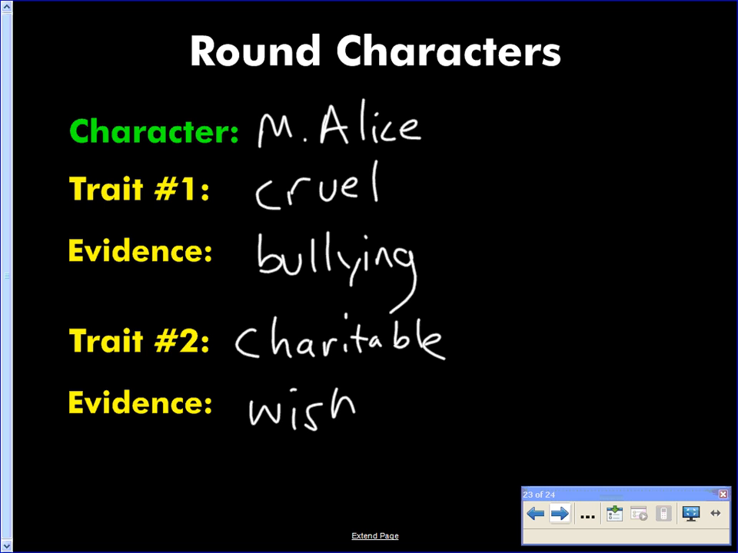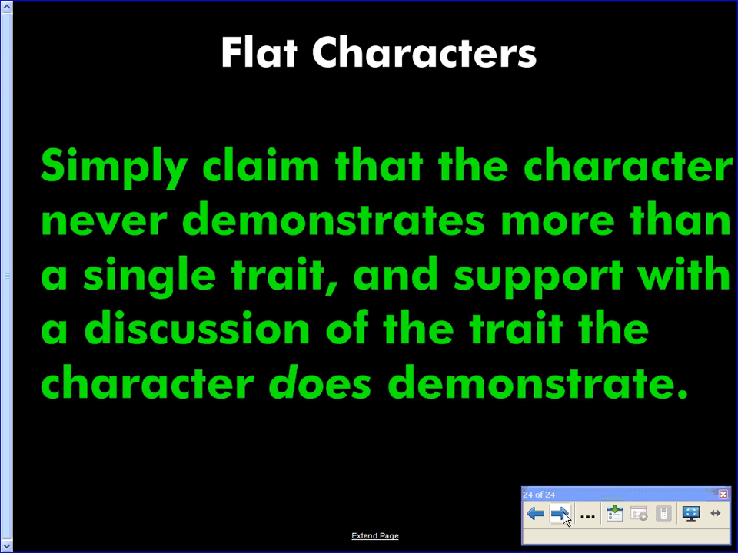We are almost to the end of our time, so I just want to briefly address, this is probably the least of all four of them, the flat character. And I know it's a lot of language, but let's break it down. All you've got to say is the character never demonstrates more than one single character trait, and support it with a discussion of the trait they do demonstrate.